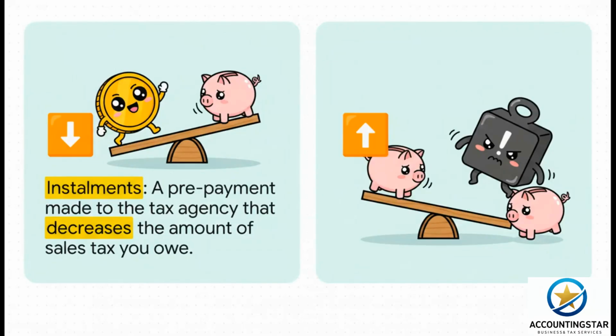So what's the difference? Well, it's pretty simple. An installment is money you've already paid, so when you record it, it decreases the amount of tax you owe for that period. Makes sense, right? But interest or penalties are extra charges the tax agency is adding on, so when you record those, it increases the amount you owe. QuickBooks has specific adjustment tools for both to keep your numbers spot on.